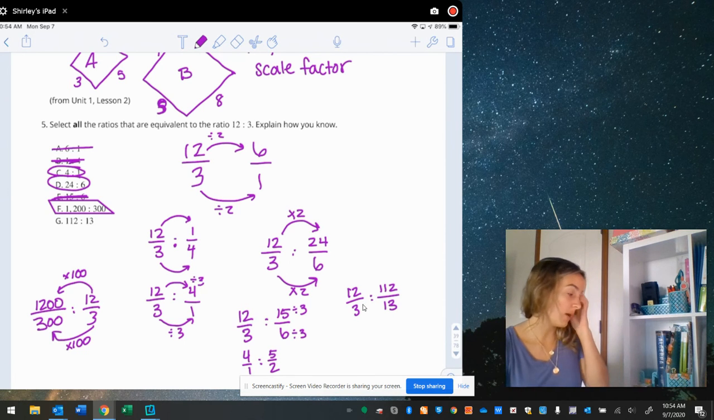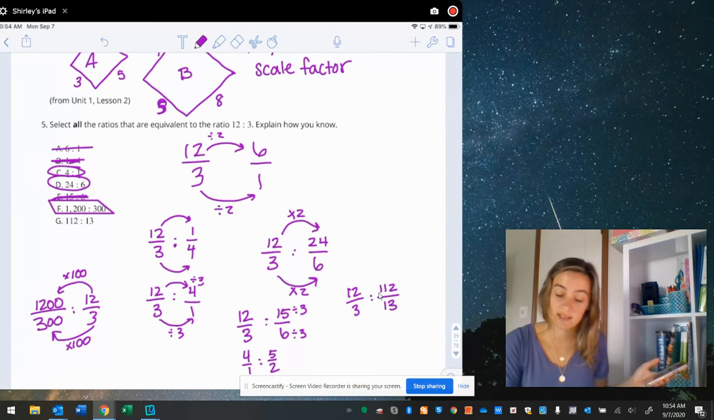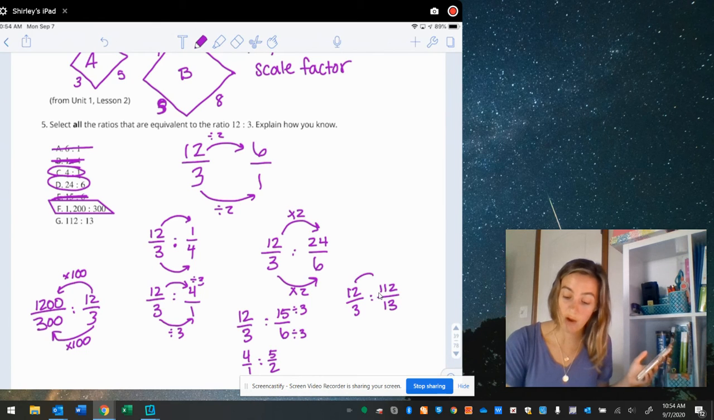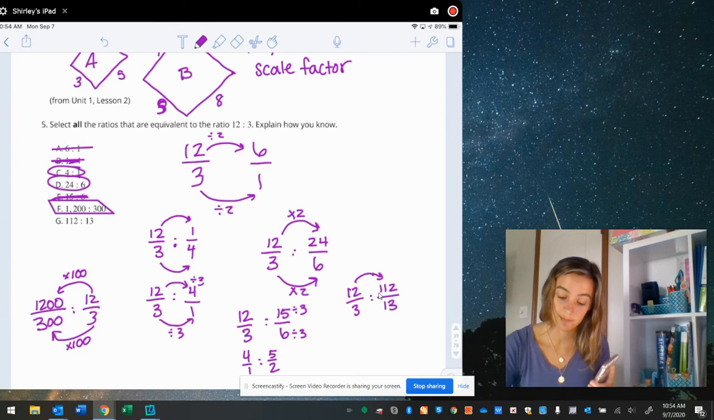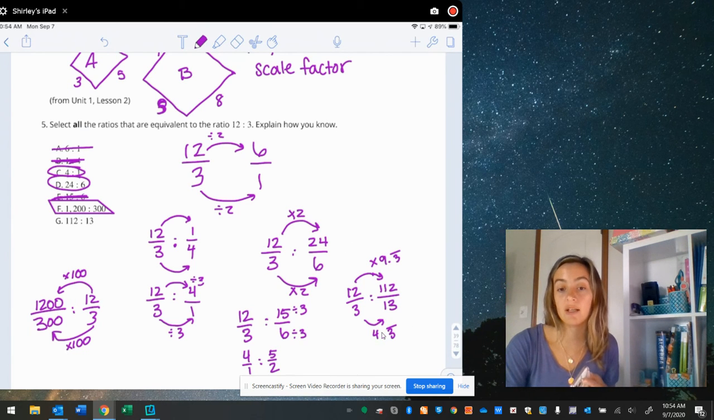So if you need to, go ahead and use your calculator to find that scale factor that takes 12 to 112, that's just our division. So I'm going to do 112 divided by 12. That's 9.3 repeating. Then I'm going to do 13 divided by 3, and that's 4.3 repeating. So that scale factor is not the same. So that one's not going to work.